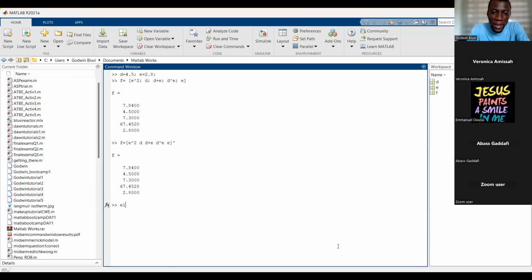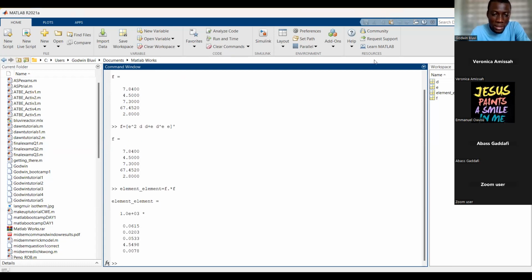So if I want element by element, how do we do it? F dot star what? F dot star F. Do you understand? F dot star F. So enter. So you see, this is it.